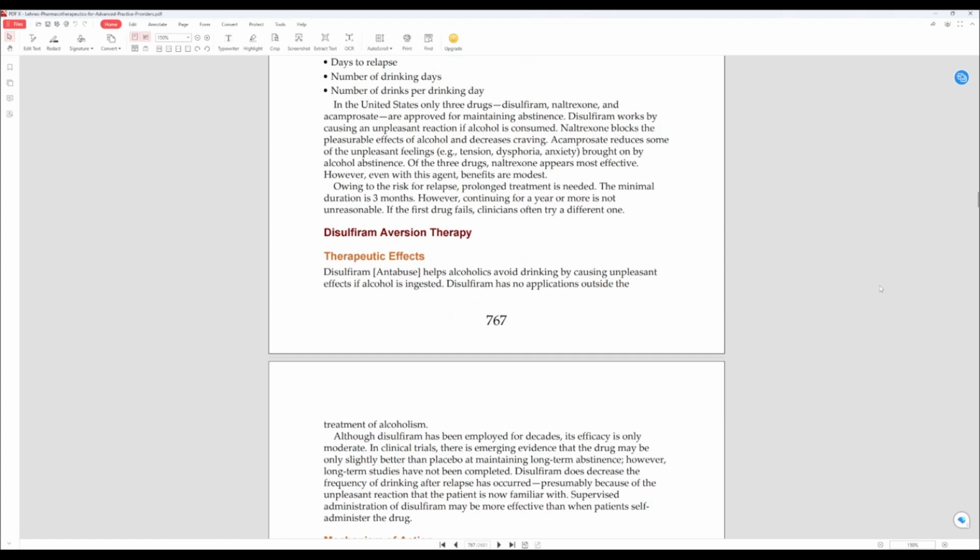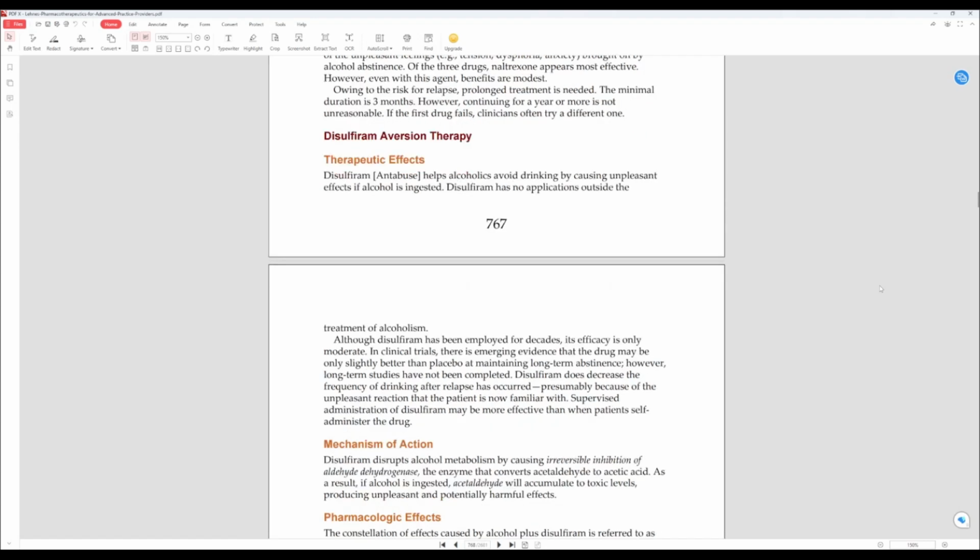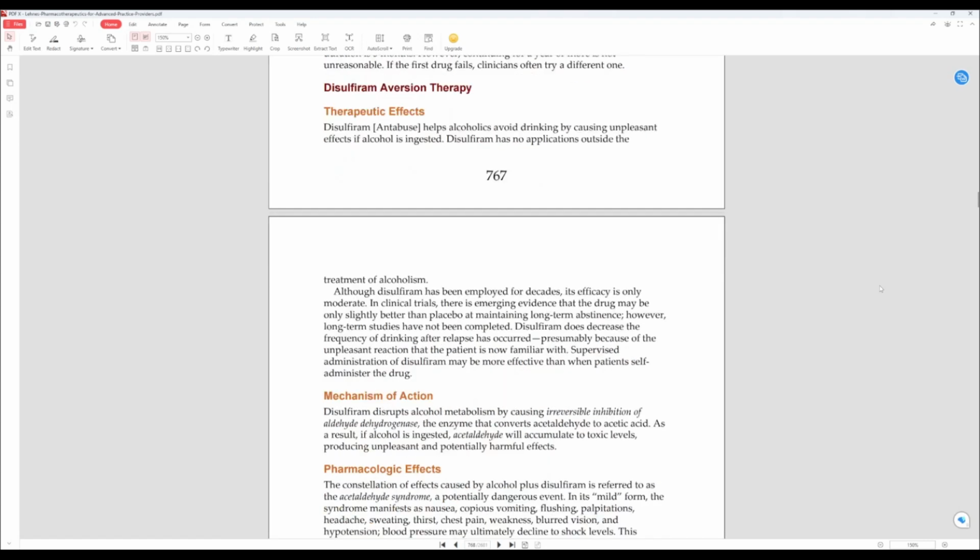Owing to the risk for relapse, prolonged treatment is needed. The minimal duration is at least 3 months. However, continuing for a year or more is not unreasonable. If the first drug fails, clinicians often should try a different one. Which brings us to disulfiram aversion therapy.